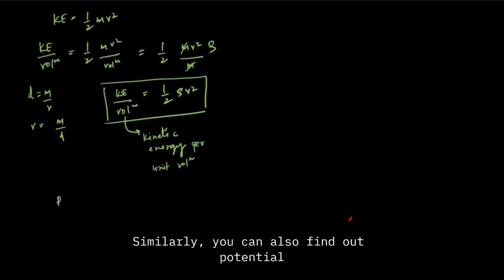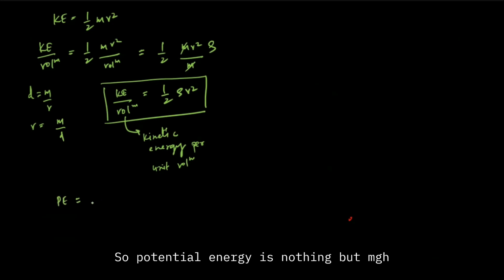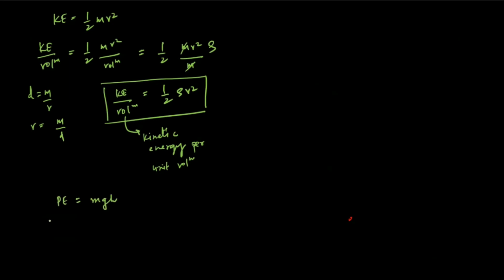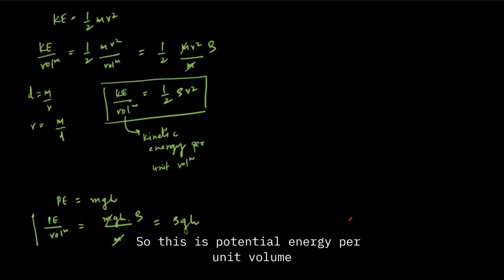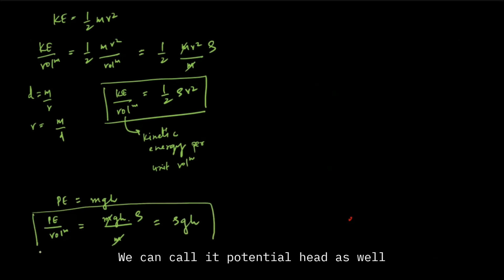Similarly, you can also find out potential energy per unit volume. Potential energy is nothing but mgh. So potential energy per unit volume is going to be again the same, mgh over volume. I'm simply writing volume as m over density. So mass will cancel out, and we'll get rho gh. So this is potential energy per unit volume. We can call it potential head as well.